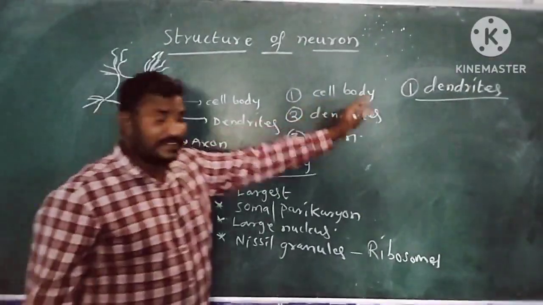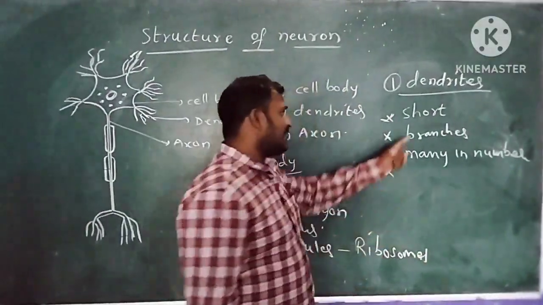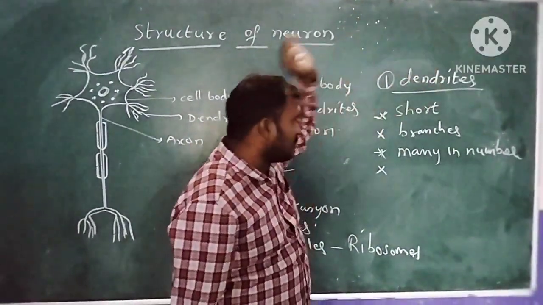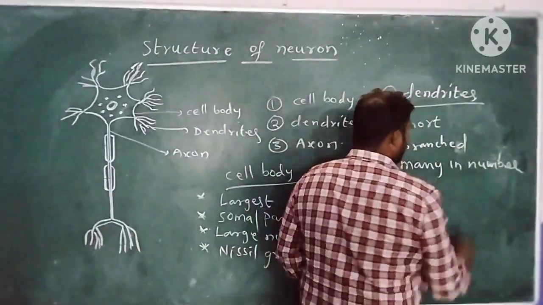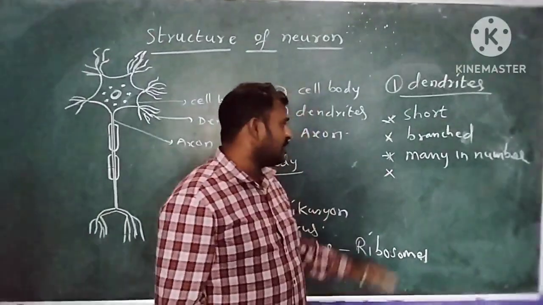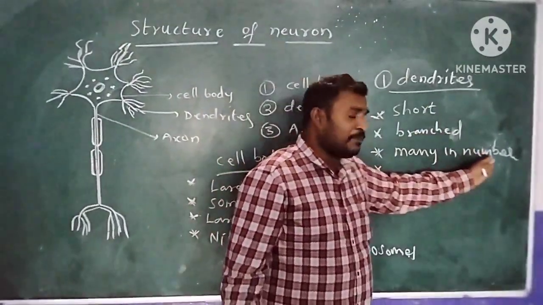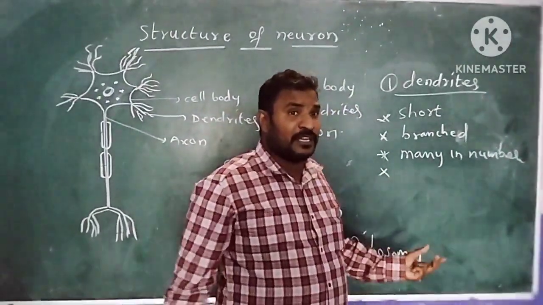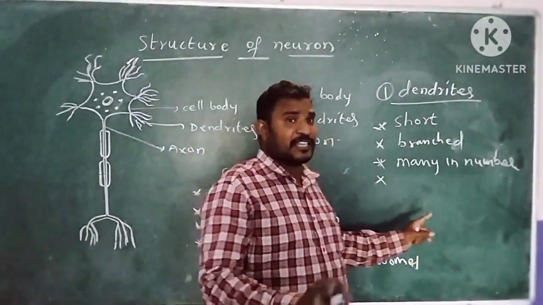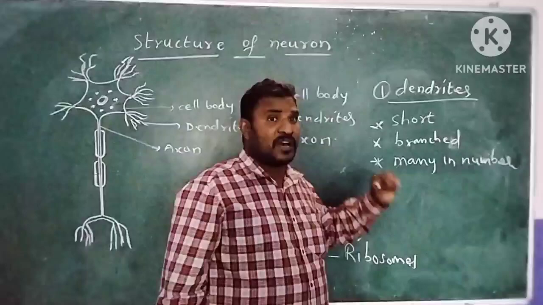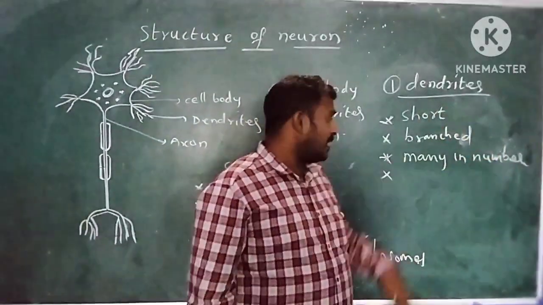Now we are talking about dendrites. Dendrites are short extensions. Dendrites are branched extensions, and dendrites are many in number. Dendrites help in receiving the signals or action potentials from the other neurons.